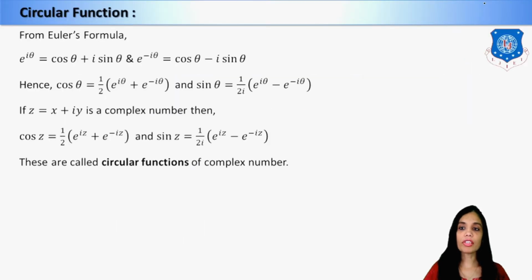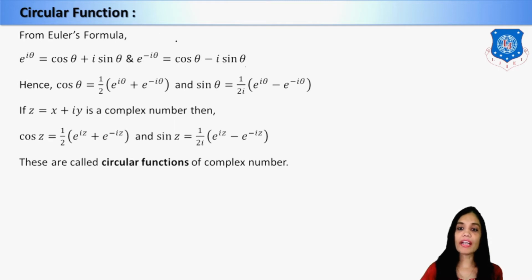So let us start with circular function. From Euler's formula, e raised to i theta is equal to cos theta plus i sin theta. And e raised to minus i theta is what? Cos theta minus i sin theta. So from these two equations, we can obtain the value of cos theta using the elimination method.